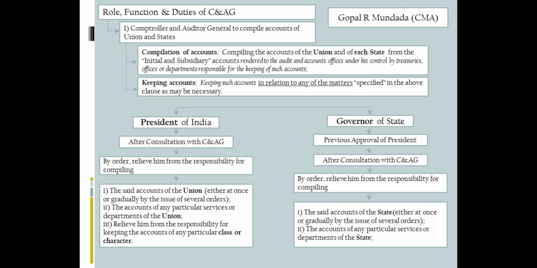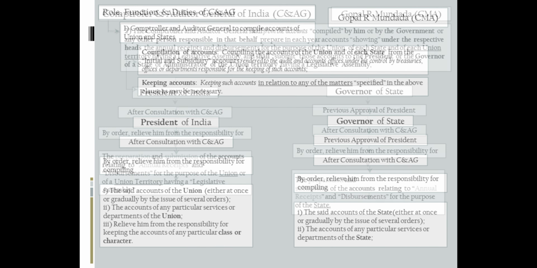So guys, same case for the governor of the state, but in the case of the governor, the previous approval of the president is required, and the governor also consults with the C&AG. After consulting with the C&AG, the governor of the state by order relieves the C&AG from doing two categories of work. Those two categories of work are the accounts of the state, and the accounts of any particular service or department of the state. So guys, these two works are allotted by the C&AG to the governor of the state. So in this case, the governor will be liable to do all work in this regard. So guys, this is basically the first point.